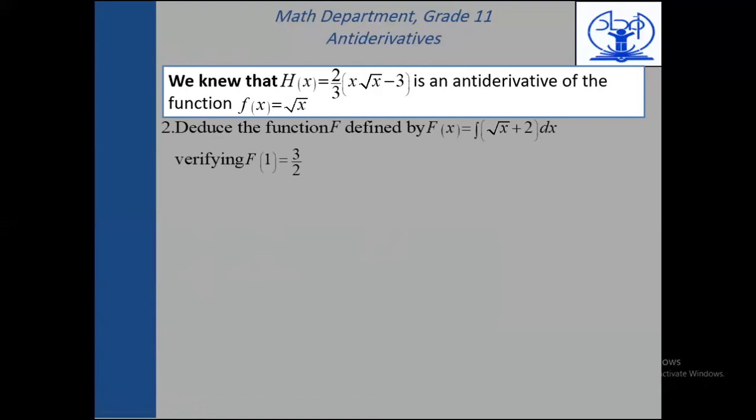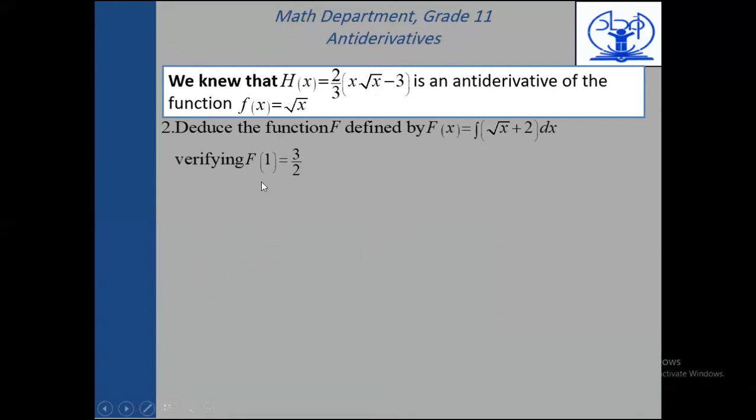We knew that capital H of x, 2 over 3 x radical x minus 3, is an antiderivative of radical x. I'm asking you to deduce the function capital F defined by f of x equals integral of radical x plus 2, verifying f of 1 equals 3 over 2. We said that this initial condition helps to find the specific c, because when you integrate, you are getting an infinite set of antiderivatives.